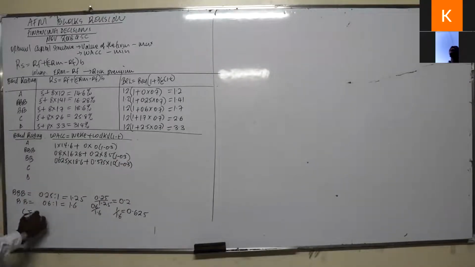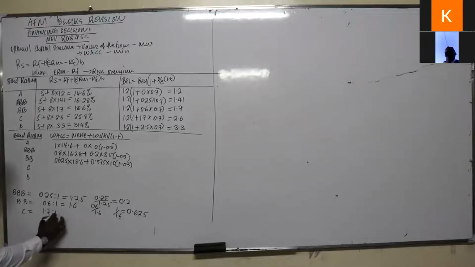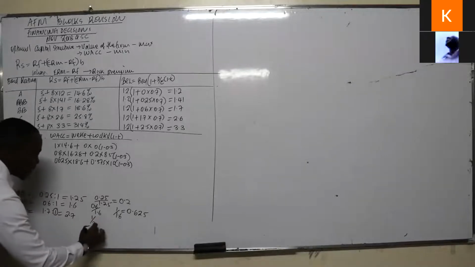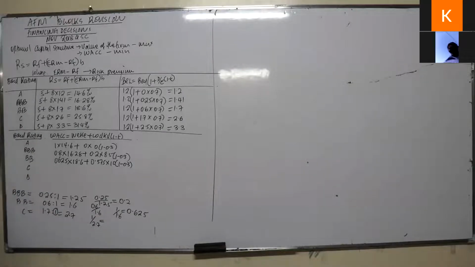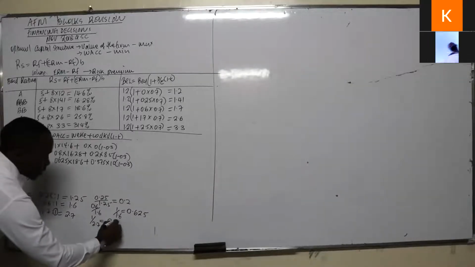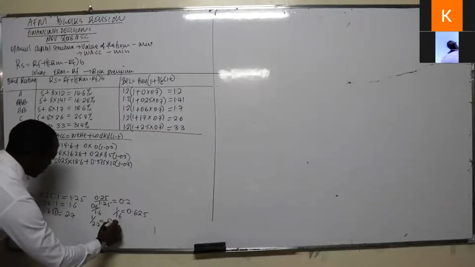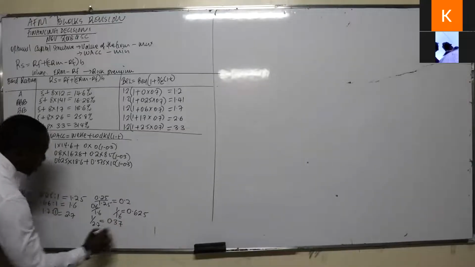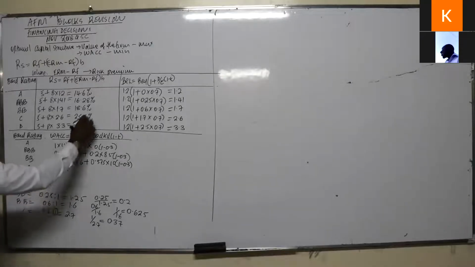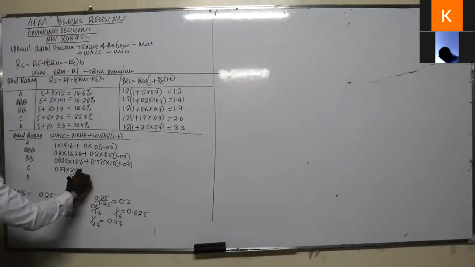Let's do 4C. The debt to equity ratio is 1.7, so that is 1.7 to 1. So the total will be 2.7. To get the equity, you just take 1 and divide by 2.7. The weight of the equity is how much? 0.37. So the weight of the equity will be 0.37. You multiply by the cost of equity, 25.8.